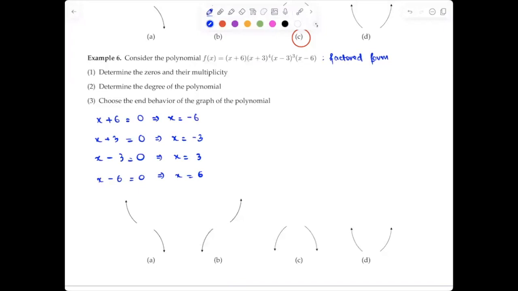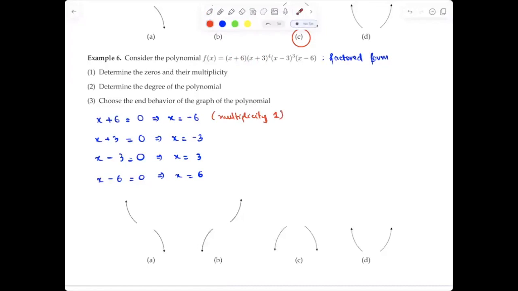So four factors implies that you have four different zeros. And depending on the power of each factor, you can determine the multiplicity of the zero. So the factor x minus 6 appears one time, or is raised to the first power. Therefore it is of multiplicity 1.